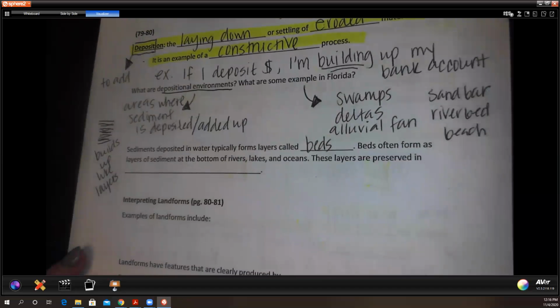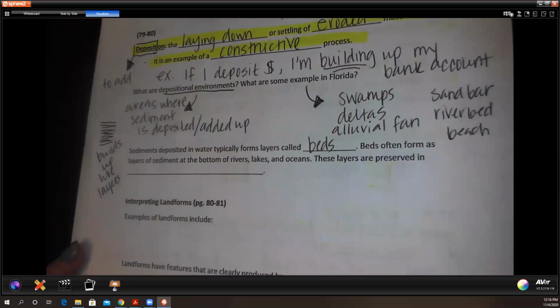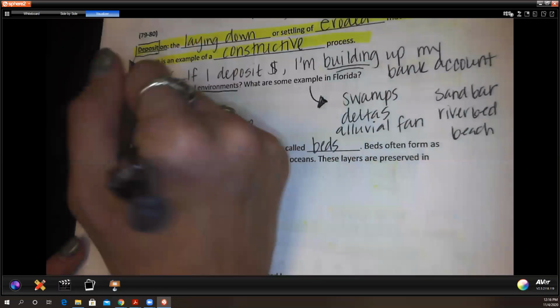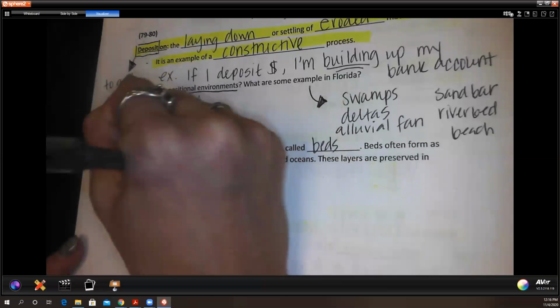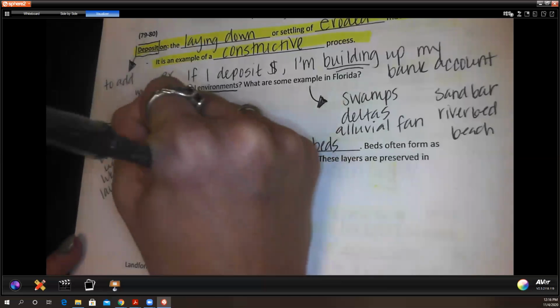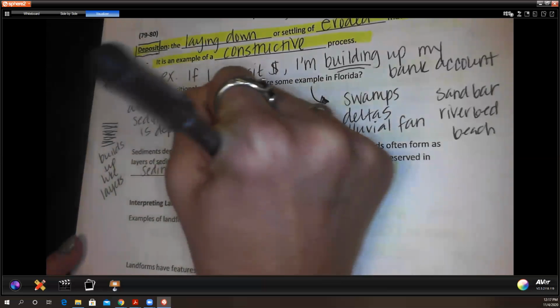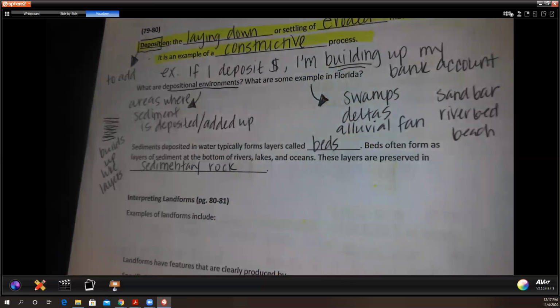Beds often form as layers of sediment at the bottom of rivers, lakes, and oceans, and they're typically preserved in sedimentary rock. Get it? Because sedimentary rock. Sedimentary rock is made up of layers of sediment.